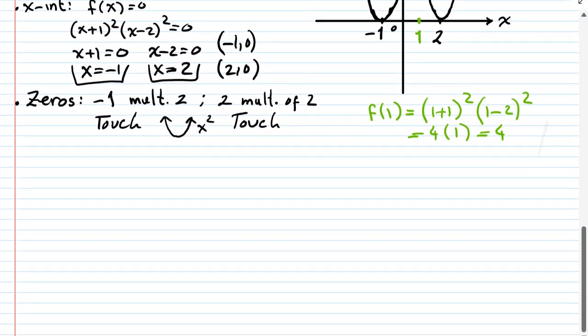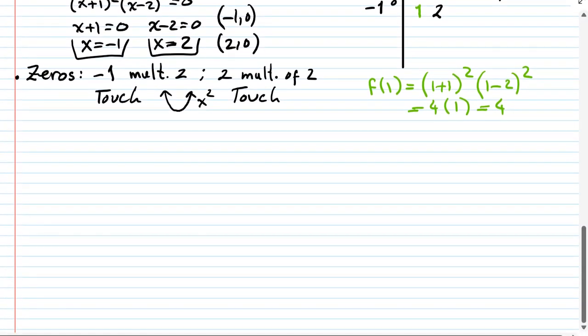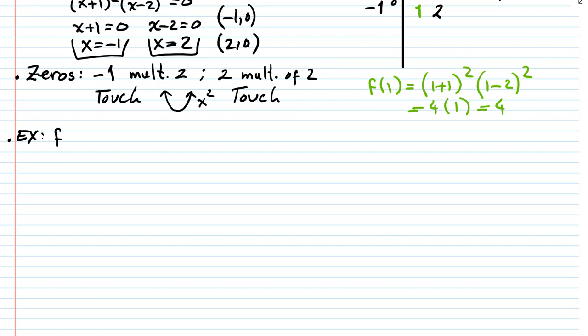That's about all we want to do with this function. Let's take a look at another example. In this next example, suppose I want to graph a function that is not in factored form: x cubed plus x squared minus 12x. If a polynomial function is not in factored form, we need to factor first.